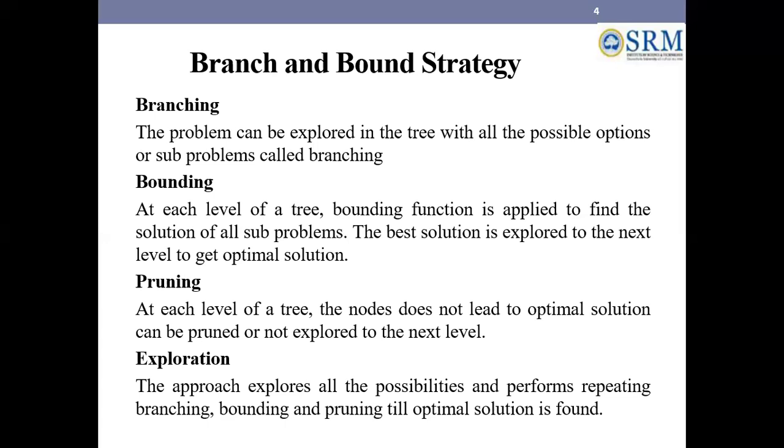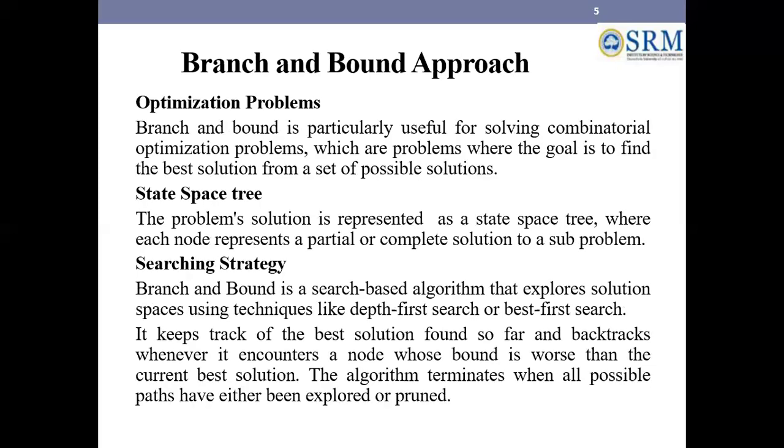And what is exploration? This approach explores all the possibilities and performs repeating branching, bounding, and pruning till optimal solution is found. So the problem is solved in multiple levels. Each and every level, we are choosing the best one and we are exploring. These processes repeated till we have the complete solution to the given problem. This is called exploration. So these are the four important operations performed in branch and bound strategy: branching, bounding, pruning, and exploration.